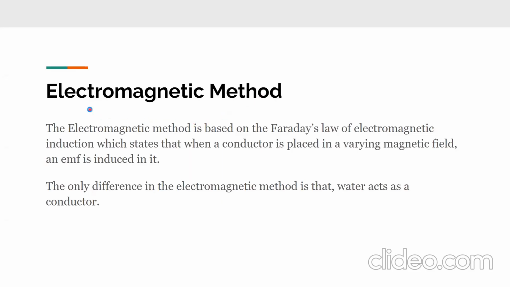So the next method to measure the stream flow is electromagnetic method, and this is the advanced method. The electromagnetic method is based on the Faraday's law of electromagnetic induction, which states that when a conductor is placed in a varying magnetic field, an EMF is induced in it. The only difference in this method is that water acts as a conductor.